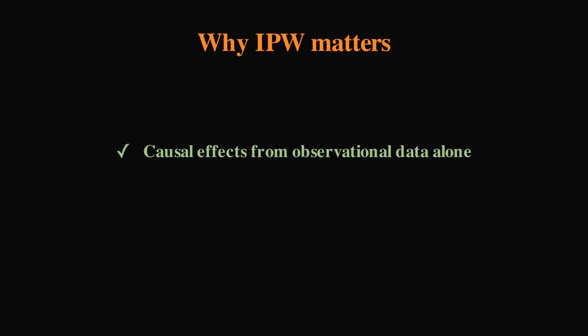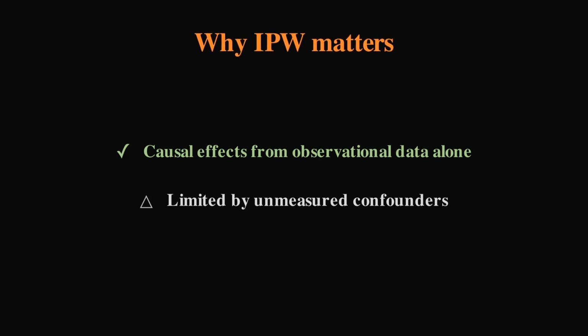The greatest appeal of IPW is that even when experiments are hard, it can estimate causal effects from observational data alone. If there are confounders we couldn't measure, its limits are clear, but used carefully, knowing those limits, IPW gives answers that a simple average comparison never could.